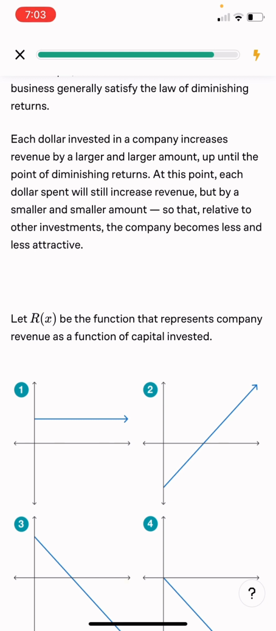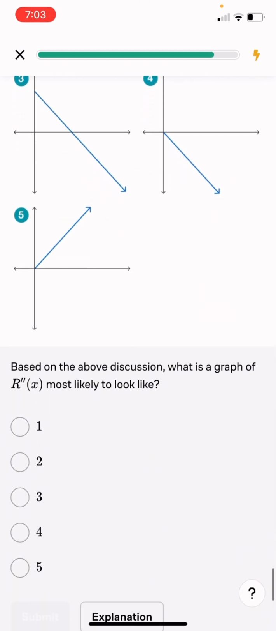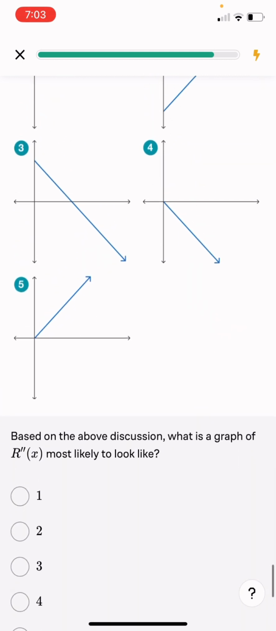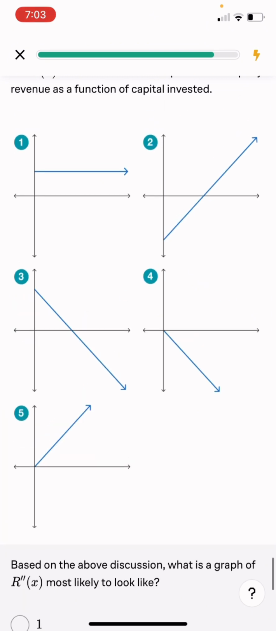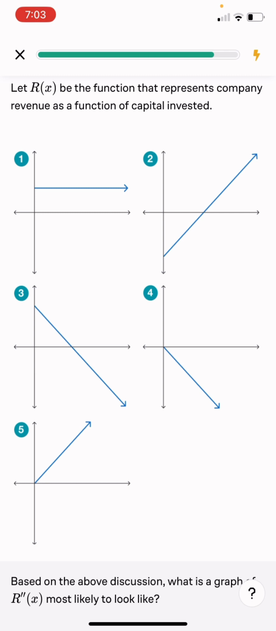The second derivative must be positive until the point of diminishing returns, and then it is negative. So the point of diminishing returns is an inflection point and is a point where the rate of change is maximized. The answer is the third graph.